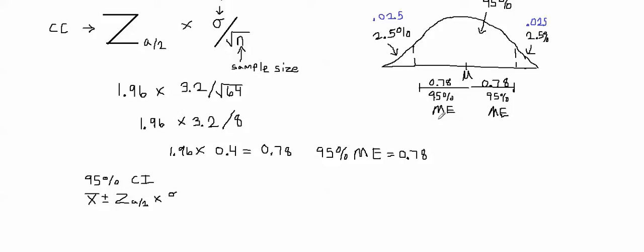So I told you that the symbol mu is population mean. The symbol sigma right here is population standard deviation. X bar is sample mean. And n is sample size. And this symbol is the confidence coefficient. So this whole piece right here that comes after the plus or minus sign is the margin of error. And this x bar is the sample mean. So this is really just saying, take the sample mean and add and subtract the margin of error.